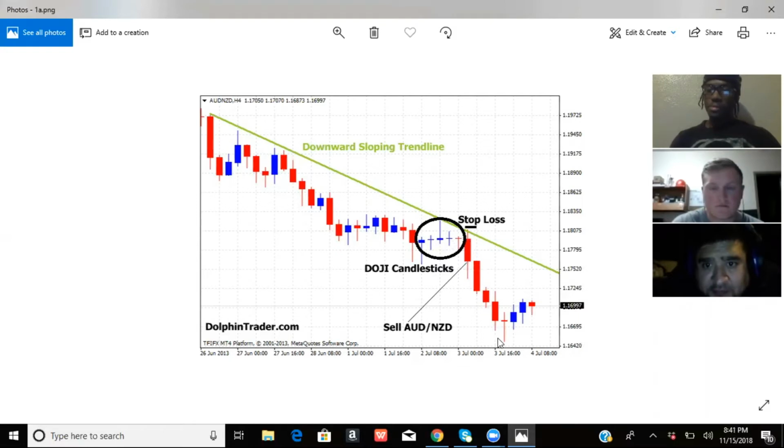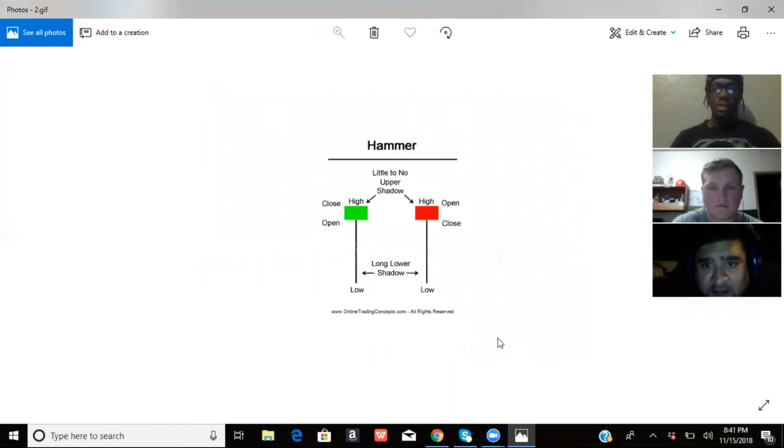All right, let's go some more. The next one is the hammer. Basically, like I said, it's another candlestick, and it looks like Thor's hammer, right? You pretty much have a long wick at the bottom, and then a thick body at the top, creating that hammer formation.